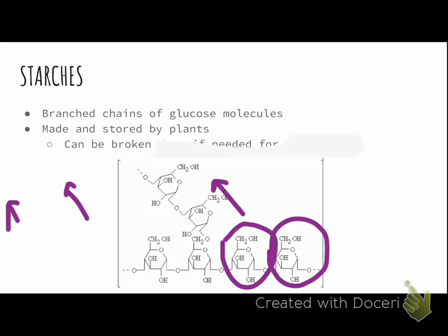So starches you're going to find in your plants, and one thing that can happen with starches as well is they can be broken down and used for energy as needed by the plant, because it's going to be broken down into glucose molecules, and glucose molecules are what is made in photosynthesis by plants.